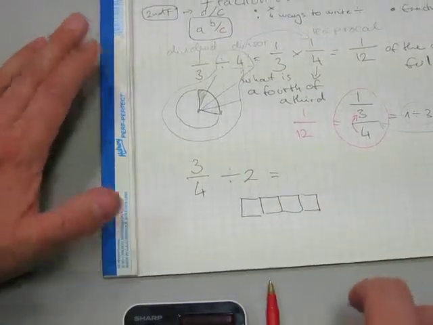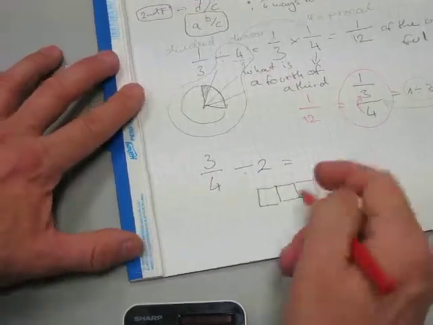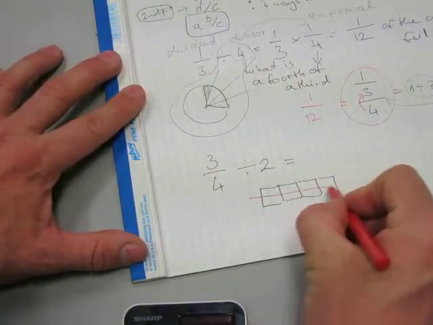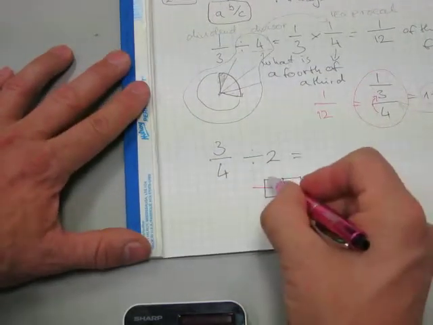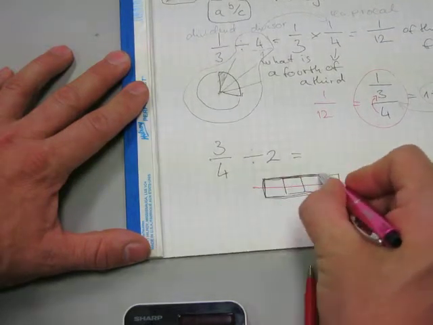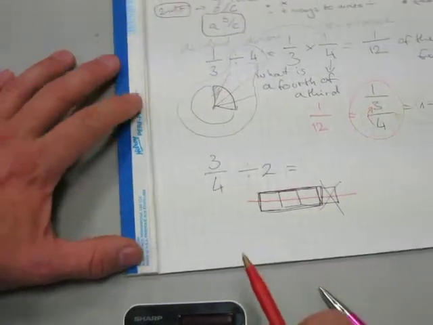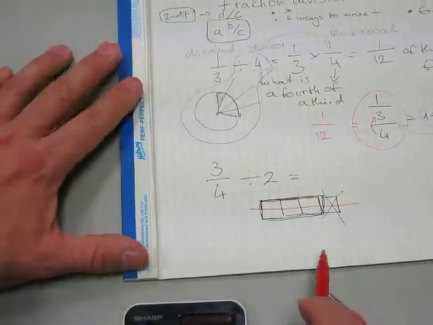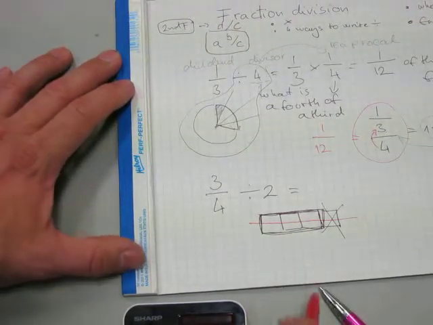Here is a chocolate bar with 4 squares, and in essence we are asking, if we have 3/4 of this chocolate bar, we have this much there, because this one is eaten up already. We have 3/4 of the original chocolate bar, and we divide it by 2, like so.